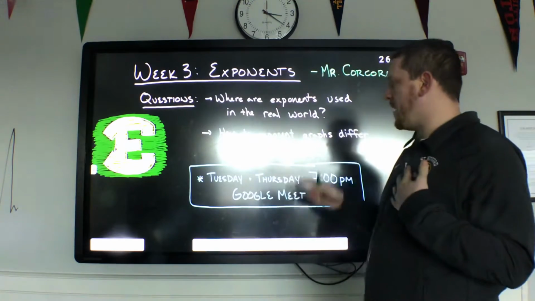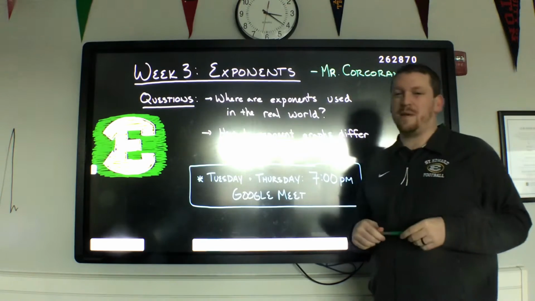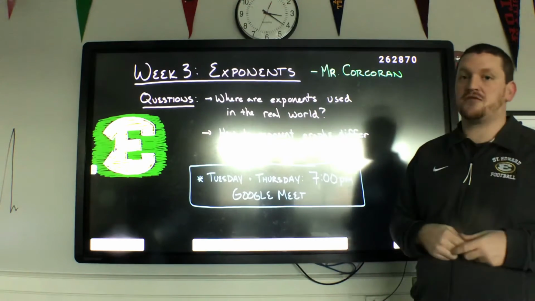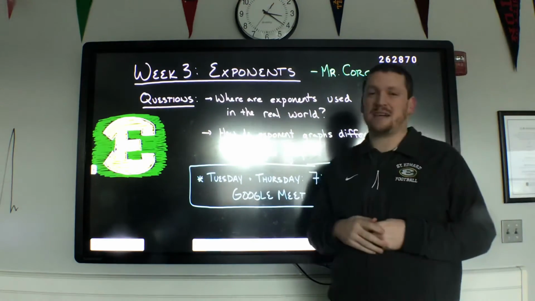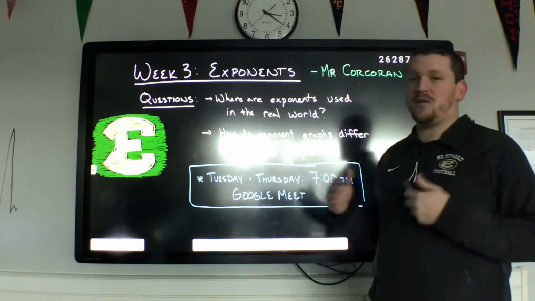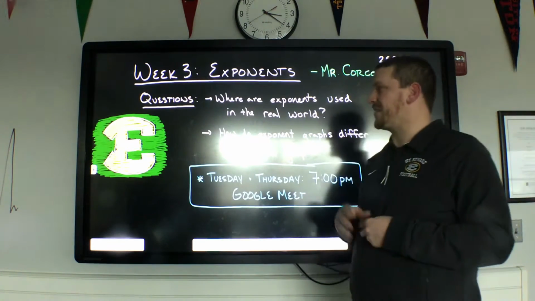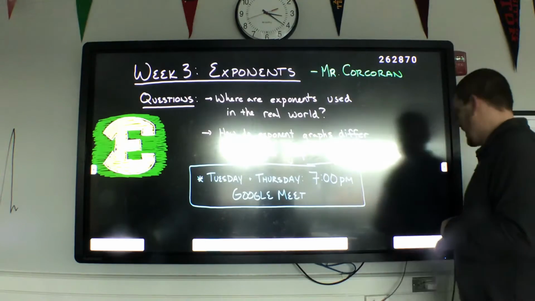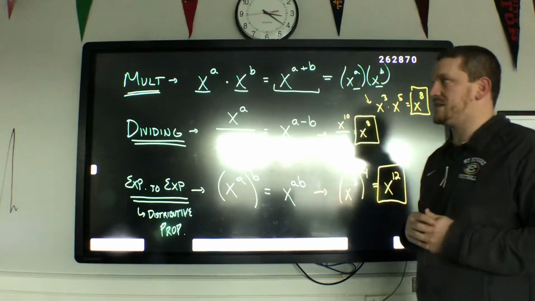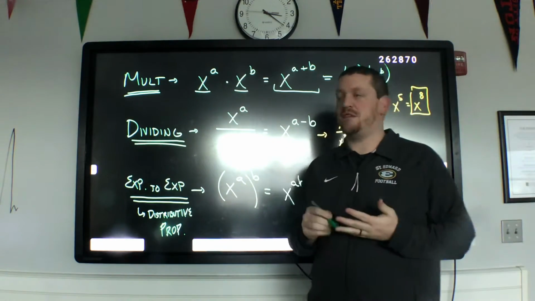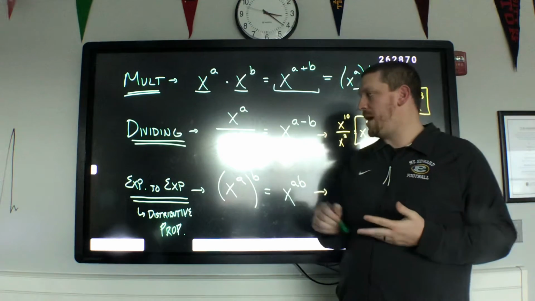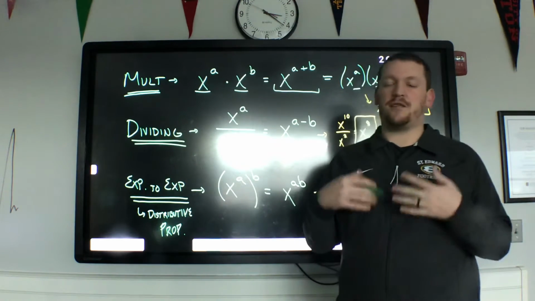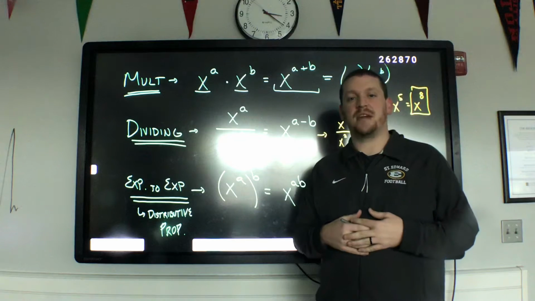But just a quick reminder, tomorrow, Thursday, we have our Google meeting at 7. We're still going through and answering these two questions, where we're looking at exponents in the real world, and how are they different from linear graphs as well. So just keep that in mind as we go through and do it. We still use these three: the multiplication property, division property, and power property, or exponent to an exponent property. Those are different properties that we went through and used.